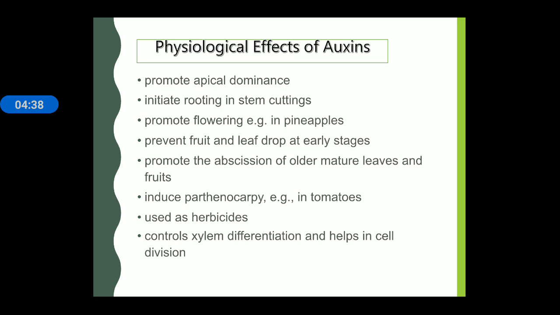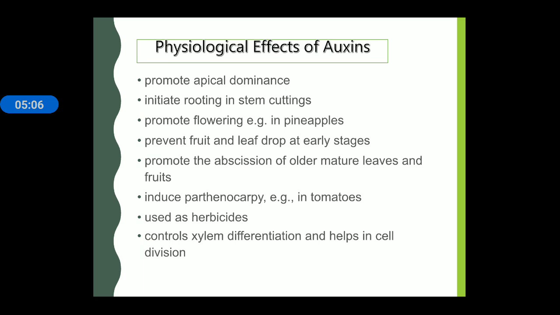Now these are the functions of auxin. Auxin promotes apical dominance. What is apical dominance? It means it helps in the growth of only the tip portion of the plant. It initiates rooting in stem cutting. It also promotes flowering, for example in pineapple. It also prevents fruit drop and leaf drop at an early stage.